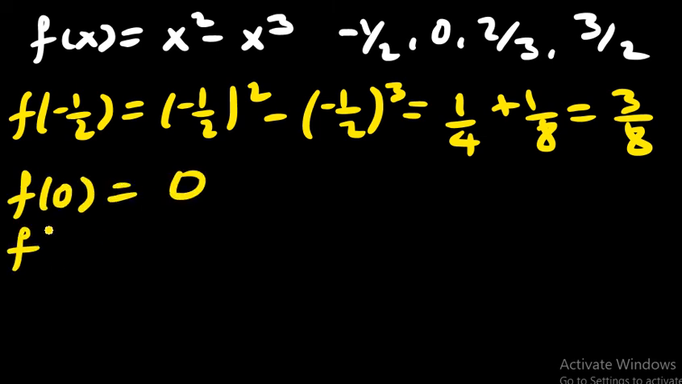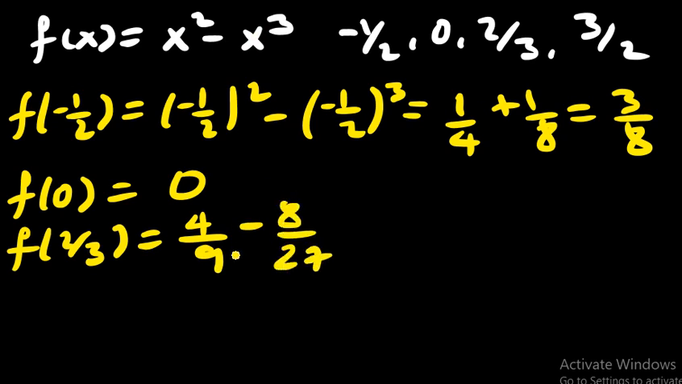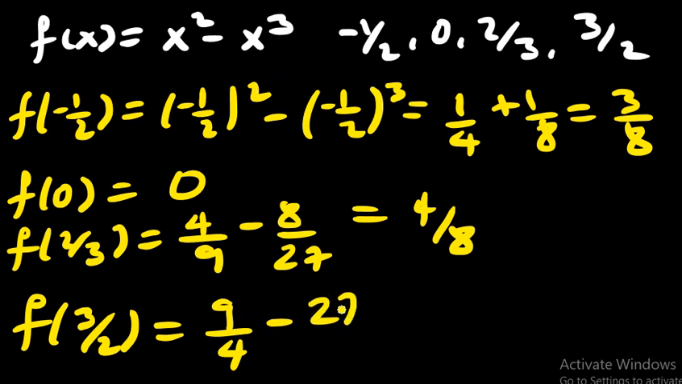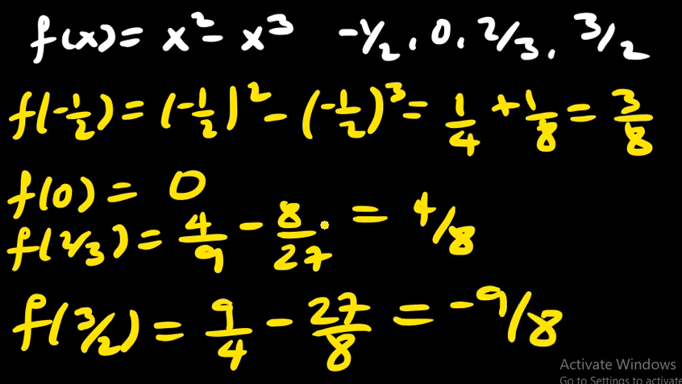And then the next one, f of 2 over 3. When you insert 2 over 3, it will be 4 over 9, minus 8 over 27. Then when you subtract, multiply by 3 to make the denominator the same, 12 minus 8 will be 4 over 8. Again, f of 3 over 2: when you insert 3 over 2, it will be 9 over 4, minus 27 over 8. Multiply by 2, 18, so it will be negative 9 over 8.